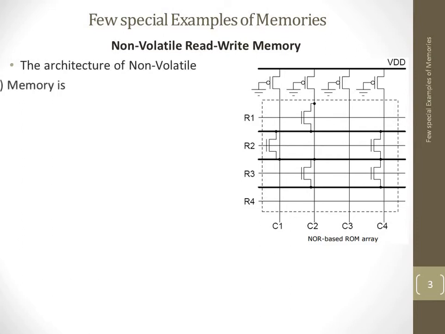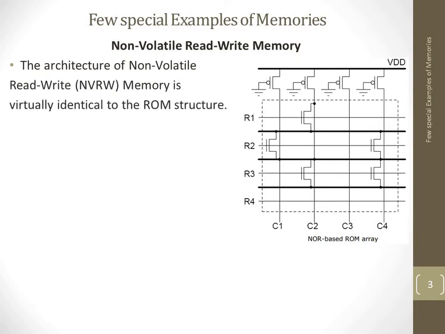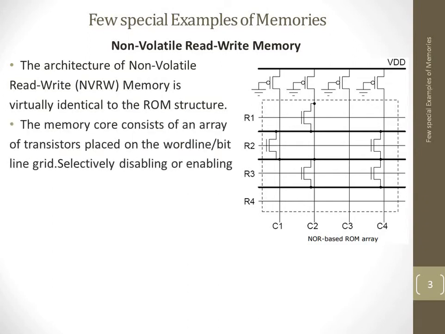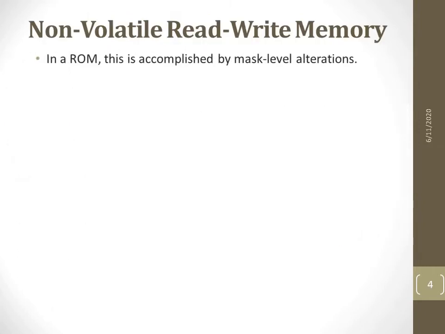The architecture of non-volatile read-write memory is virtually identical to the ROM structure, which is shown in the diagram here on the right hand side. The memory core consists of an array of transistors placed on the word line or bit line grid that you can see here. Selectively disabling or enabling some of the devices programs the memory.